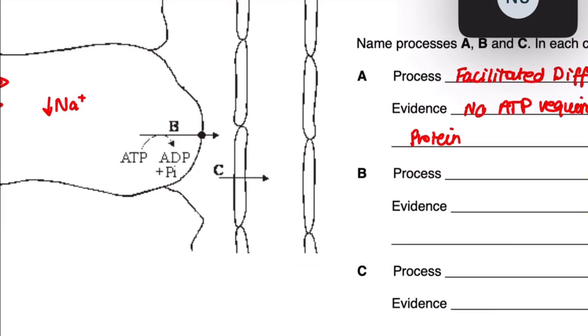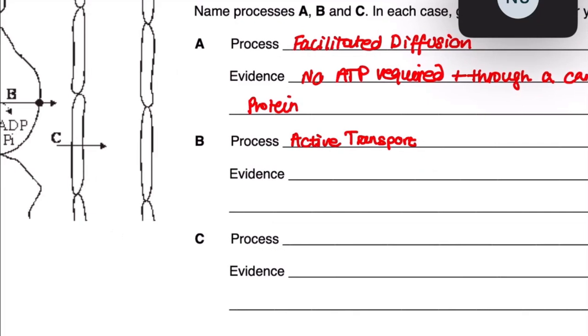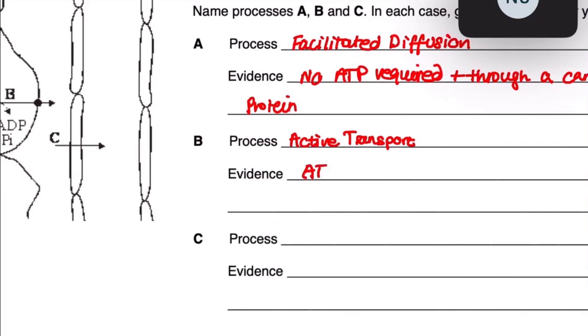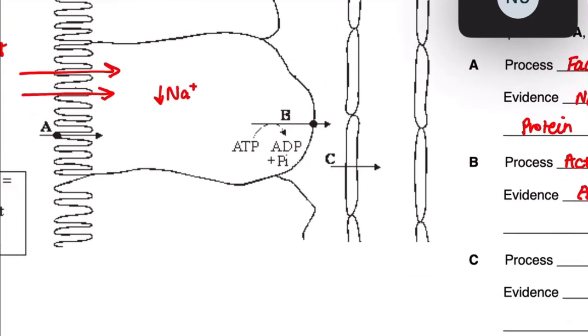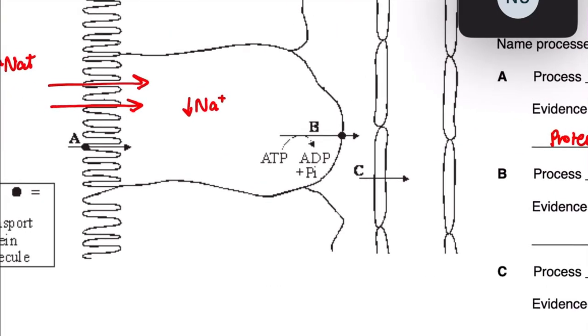Now for part B, ATP is required. Because ATP is required, we know straight away it is going to be active transport. Because ATP is required, that's your evidence. And this is the process where sodium ions are moving to an area of higher concentration over here. They're moving this way via active transport.